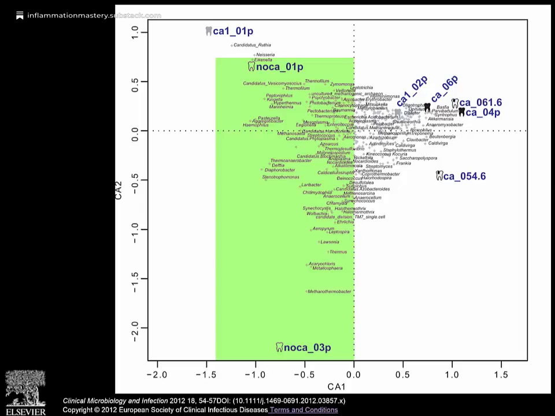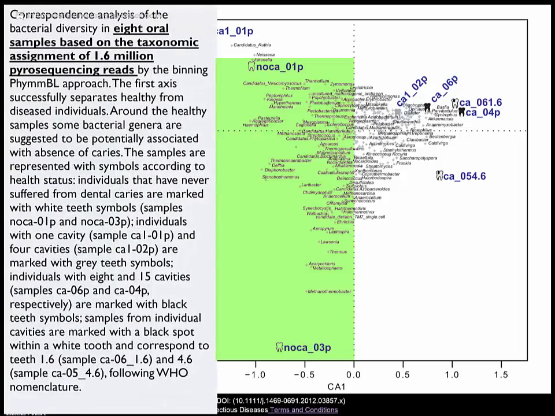Let's look at the caption of this article, and I'll read that for you. What you're looking at here is correspondence analysis of the bacterial diversity in 8 samples based on the taxonomic assignment of 1.6 million pyrosequencing reads. You can see here that the first axis successfully separates healthy from diseased individuals. Around the healthy sample, some bacterial genera are suggested to be potentially associated with an absence of dental disease.